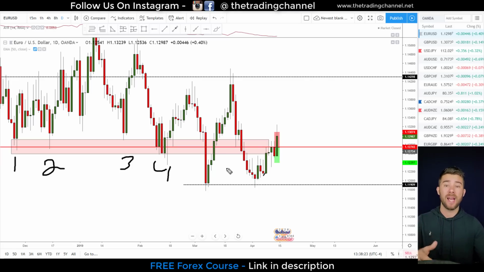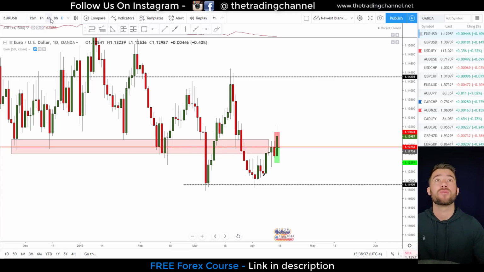So with that being the case, I thought that it was a great level to start looking for a possible shorting opportunity, considering that the overall trend here on the euro dollar on the daily chart is down, and considering that this is a major level of structure.